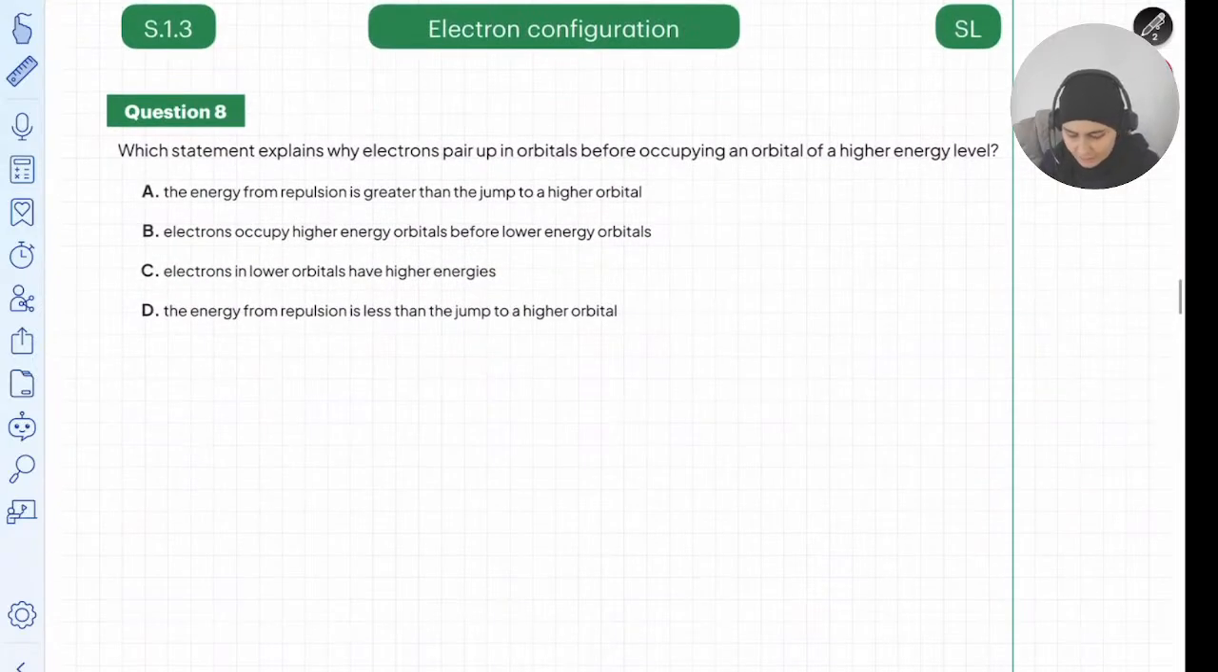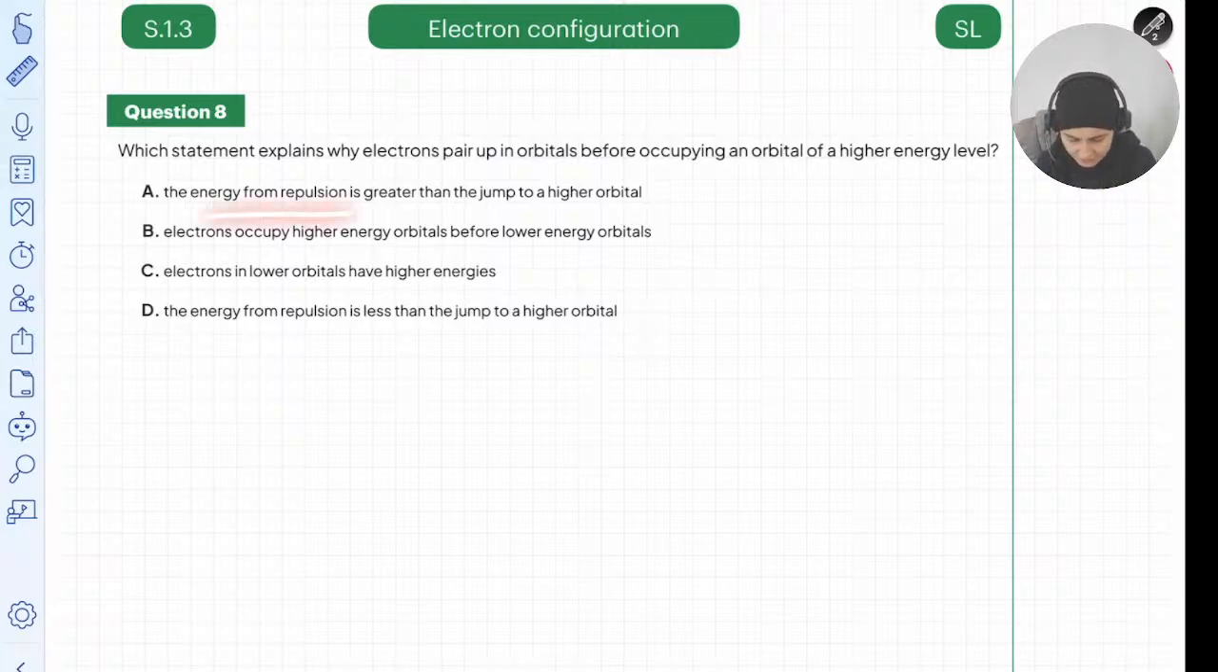Next question. Which statement explains why electrons pair up in orbitals before occupying an orbital of a higher energy level? This is a common sense question, okay? It's not like you're studying this, but let's just look through the options. So, what do they ask? Why electrons pair up in orbitals before occupying orbitals of a higher energy level? Like, why do they bother pairing up if they could just stay unpaired and go to higher energy levels so that they stay unpaired? So why does that not happen? Why do they start pairing?